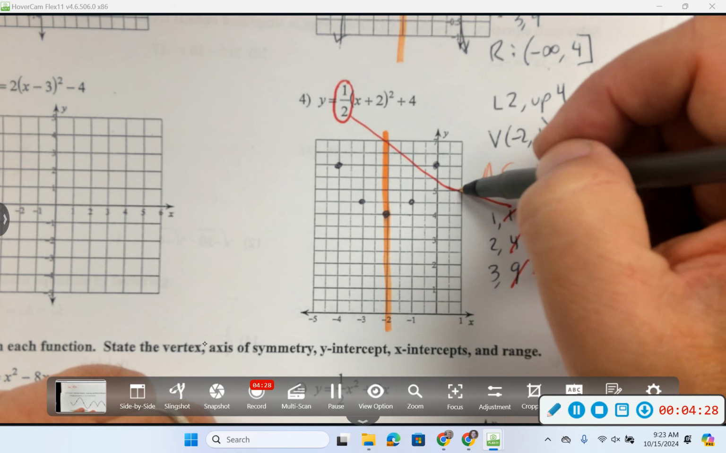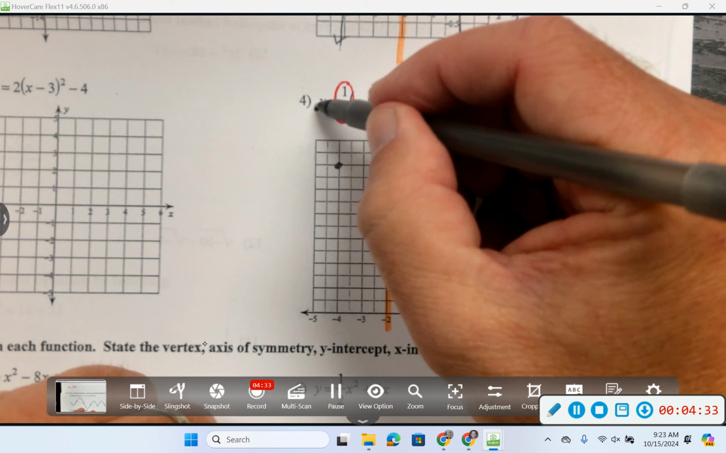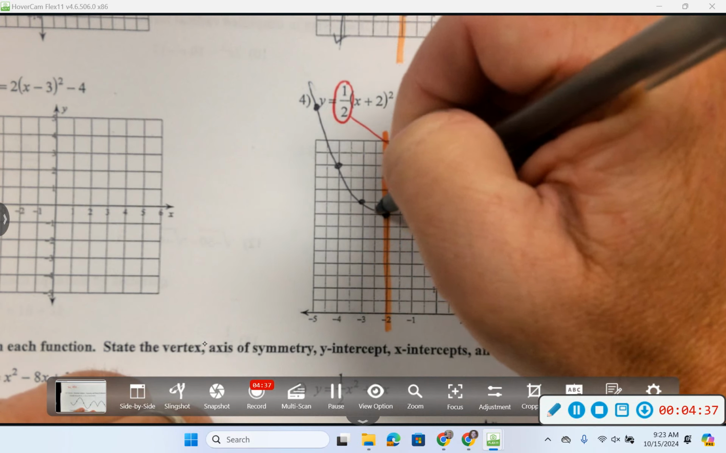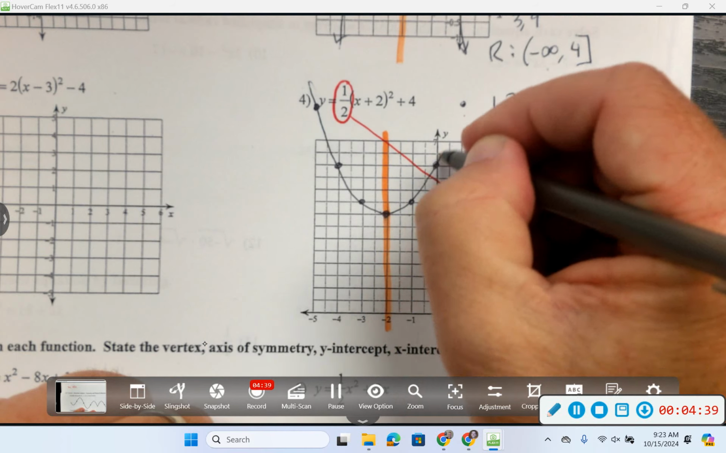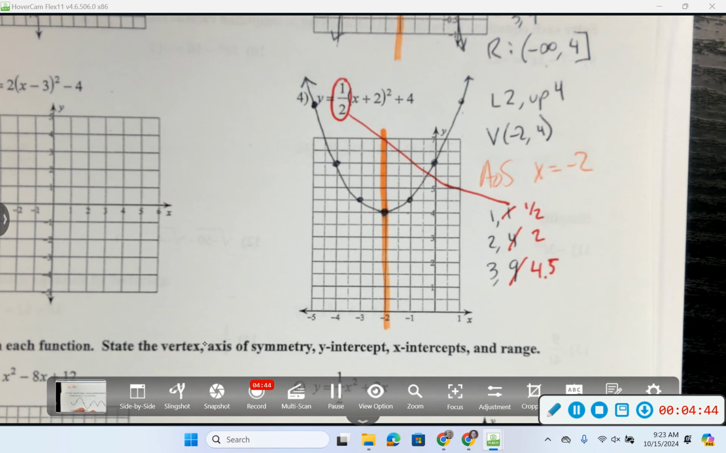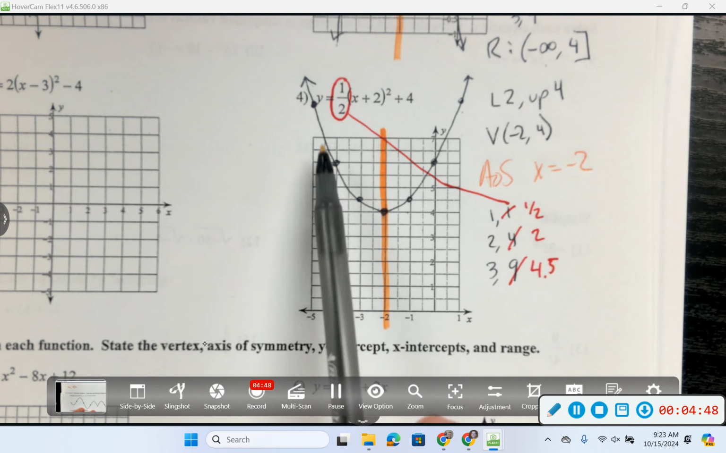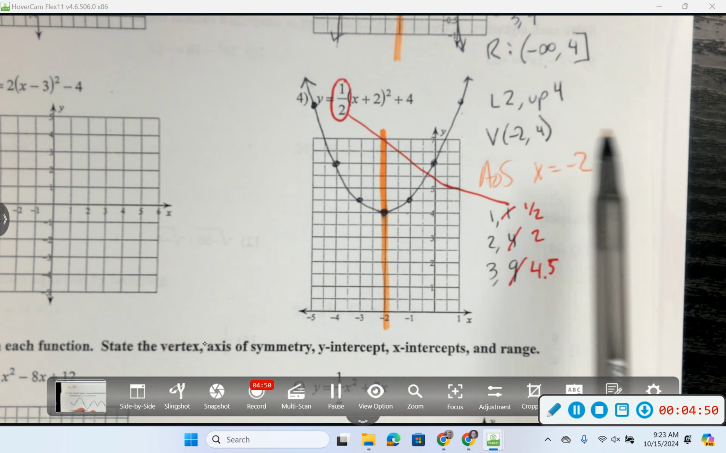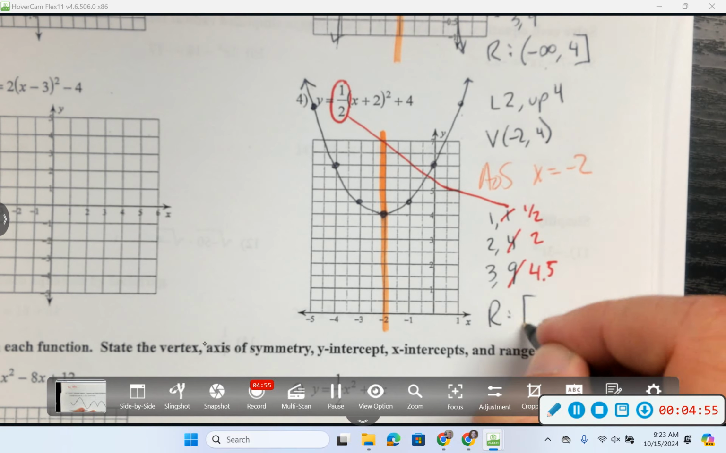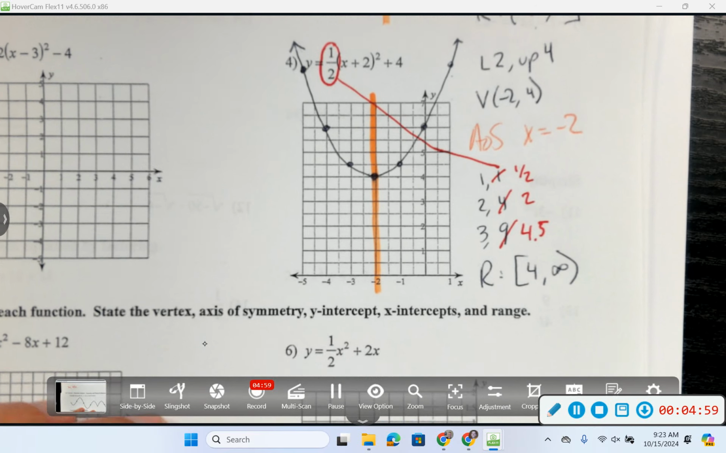I guess I could do that. 1, 2, 3, 4.5. That's a little bit off the page. So it's a little bit wider parabola, but that's because it's been squished by the 1/2. Again, check the directions, make sure I got everything. Graph it, vertex, axis, range. You do the range. This one starts at 4 and goes up, so 4 to infinity.